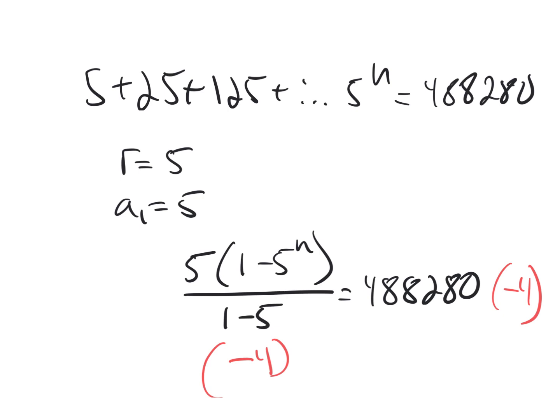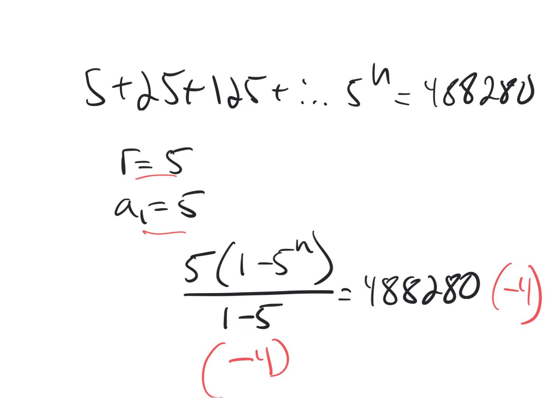So I decided that r was the 5 and the first term was also 5. So I substituted those into the formula: first term times 1 minus the common ratio to the nth power. If I knew what n was, I could actually calculate that value, but we have to work backwards, of course. So 1 minus 5 is negative 4.